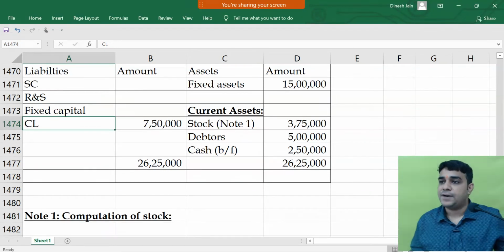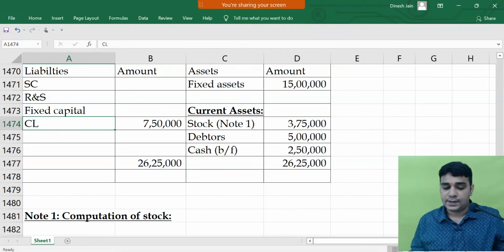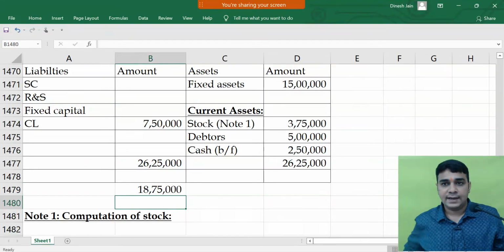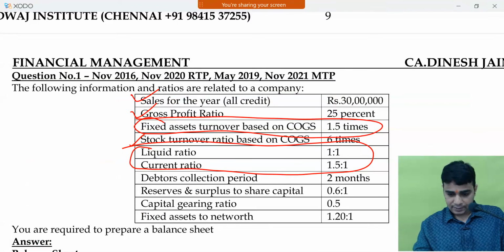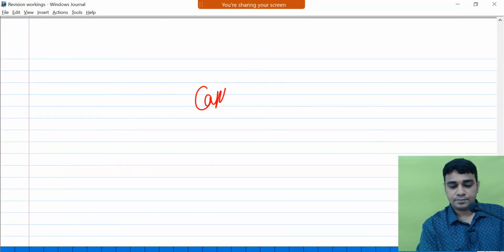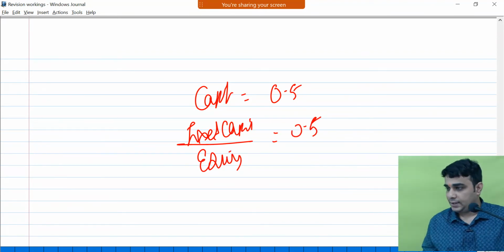What is fixed capital? Preference and debenture put together. Some data is there to split it. Share capital, reserves and surplus, and fixed capital all put together is the balancing figure, 18 lakh 75,000. So there is a ratio there. Capital gearing ratio is 0.5. What is capital gearing ratio? Fixed capital by equity. Equity means share capital and reserves and surplus put together. Fixed capital by equity is 0.5.